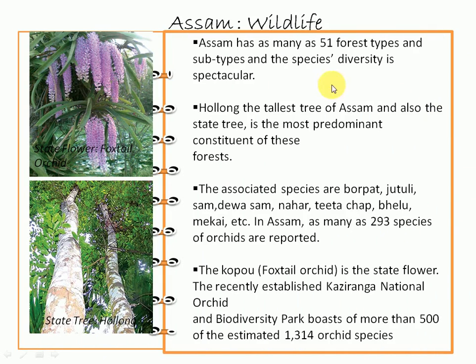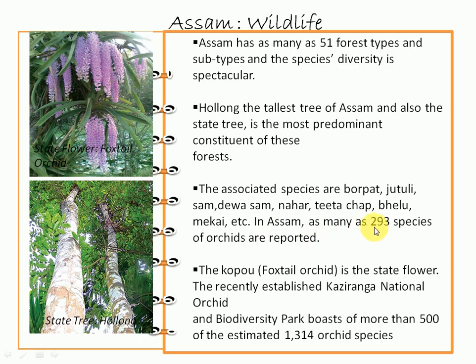Assam has as many as 51 forest types and subtypes and species. The diversity is spectacular in the state. The Hollong, the tallest tree of Assam and also the state tree, is the most predominant constituent of this forest. This is the image of the tree, the state tree. The associated species are the Bolpat and Jutali and others you can see.